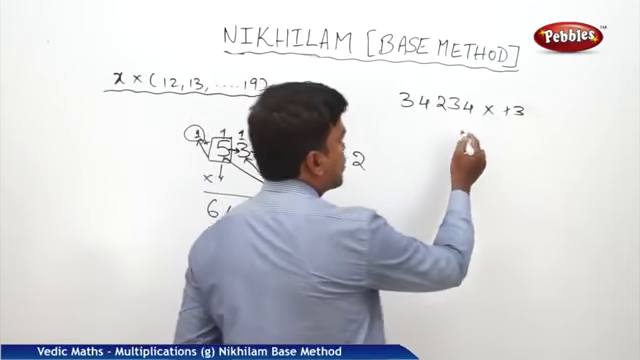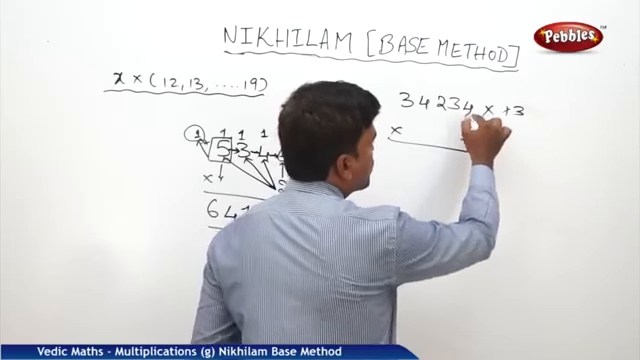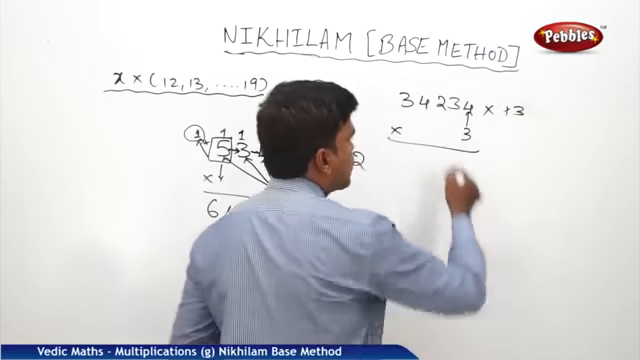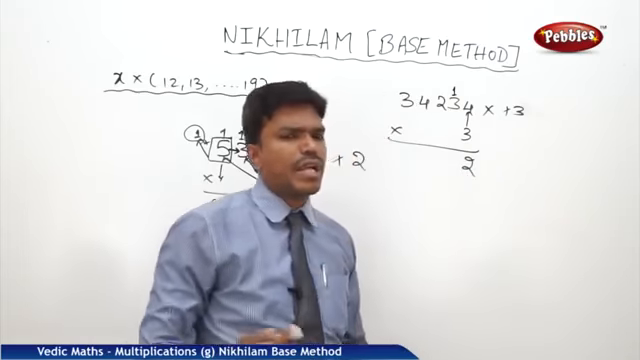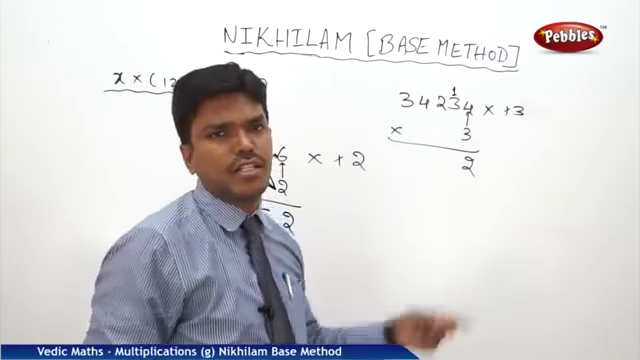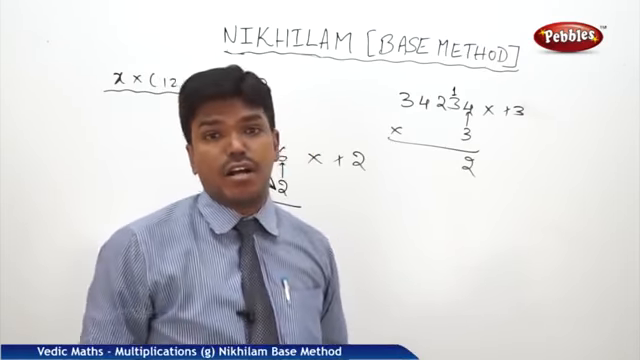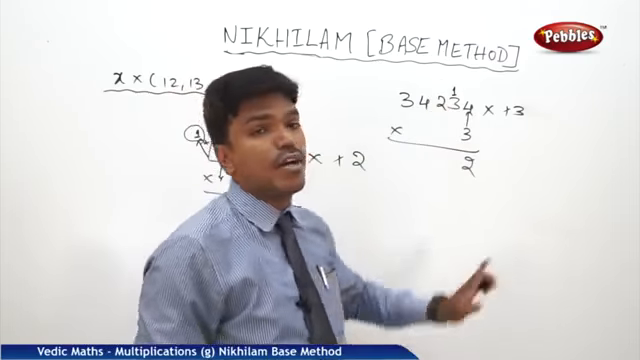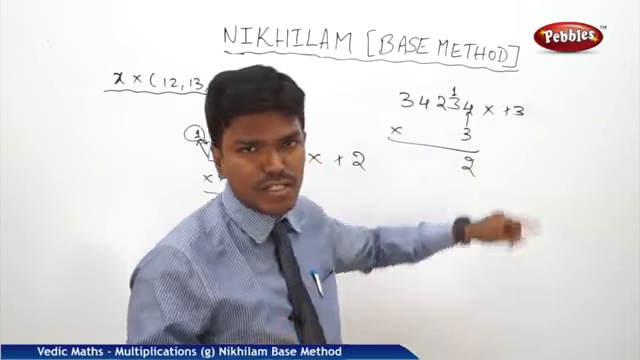Now just drop this 3 as it is. Now start multiplying with 3. What is 3 4s? 12. So simply carry 1, drop 2. You can ask me, sir, why don't you add the right side digit? Here there is no right side digit. That's why I am simply multiplying and putting the carry like that.